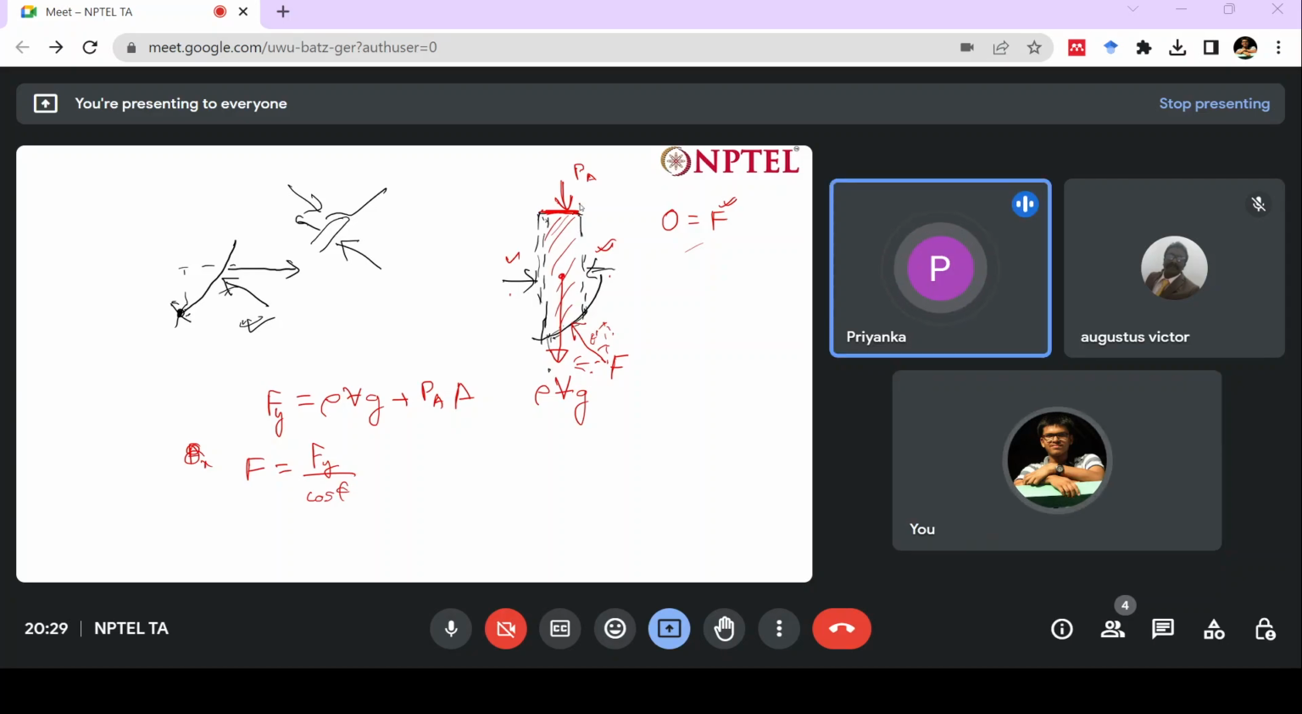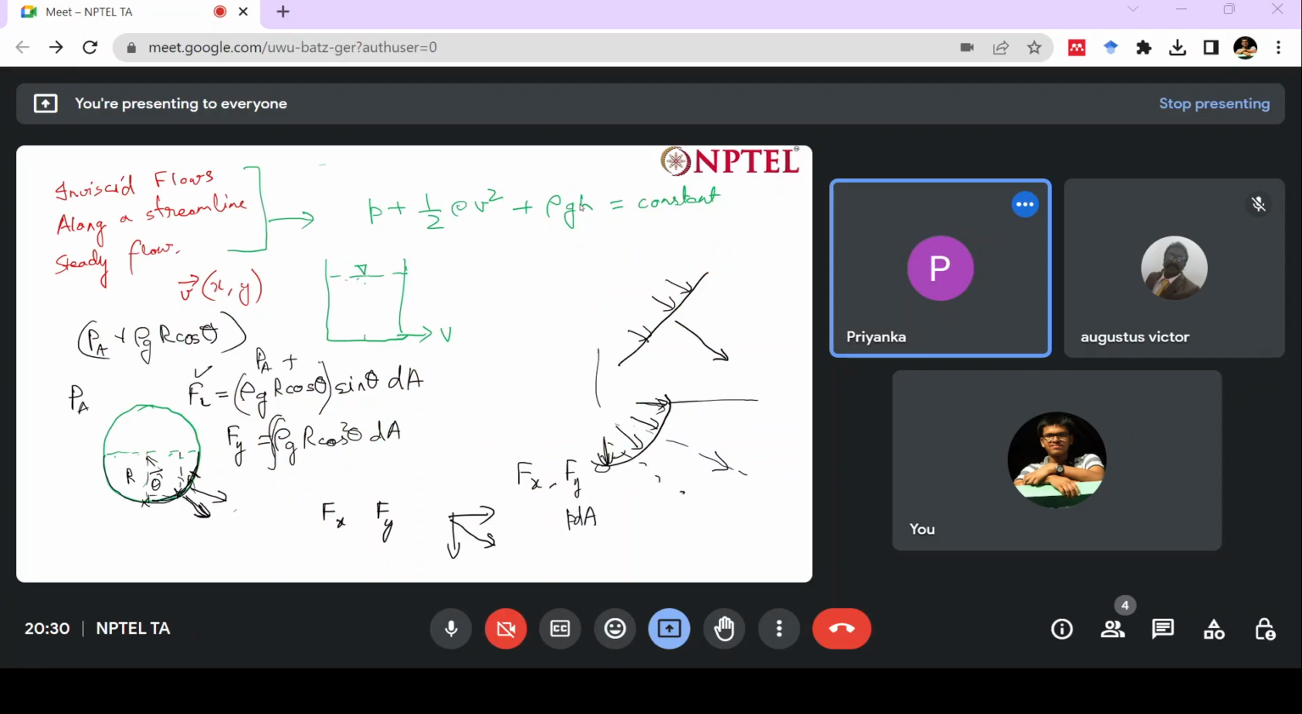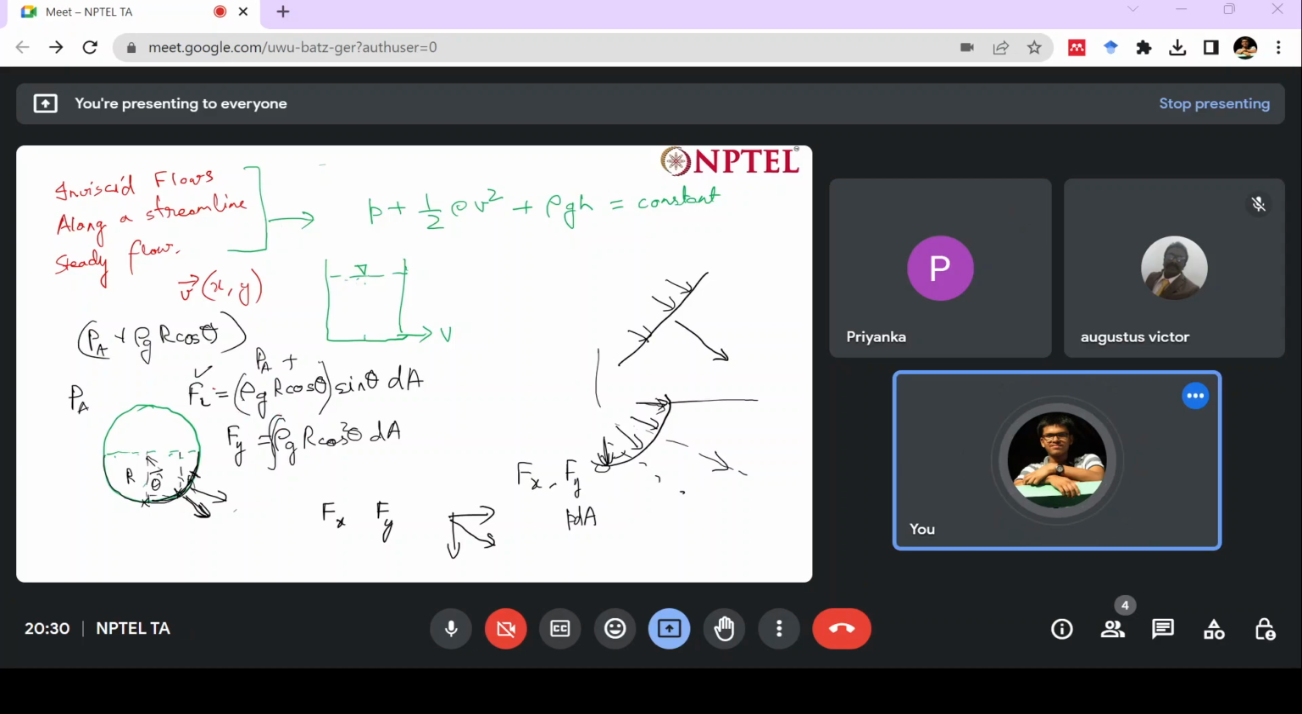Okay. So in the previous problems, if I want the vertical force, then one component will be the weight of that quarter of water, and the other will be pressure into the horizontal projected area. Is it correct, sir? Yes.